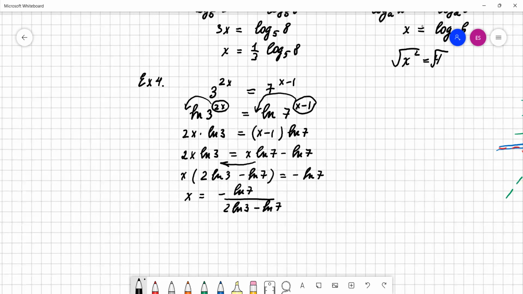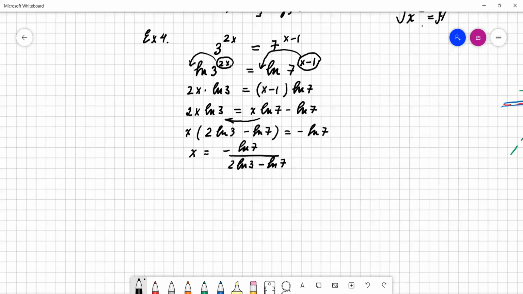The last type of exponential equation are exponential equations which you can reduce to quadratic equations. Example number 5 can be reduced to quadratic.